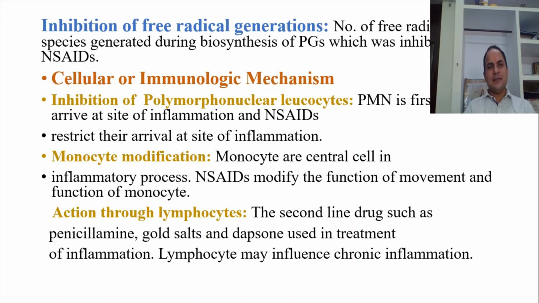Now the inhibition of free radical generation. A number of free radical species are generated during the biosynthesis of prostaglandins, which is inhibited by the NSAIDs. Cellular or immunologic mechanisms: inhibition of polymorphonuclear leukocytes.